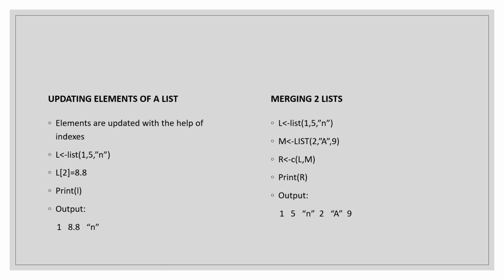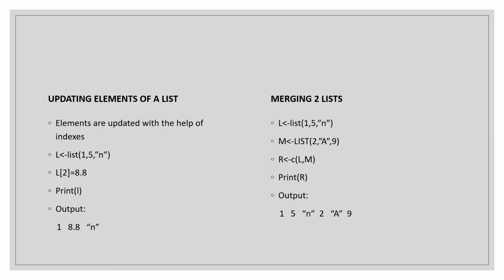So let us know how to merge two lists. Consider the two lists L and M. L contains 1, 5, N and M contains 2, A, 9. We want to merge the two lists, so we use the operation called the c method and we store the new list in another list. R is the resultant list which contains the addition of the two lists, L and M. So R equals c of L, M. If we print R, we get the combination of the L and M lists.